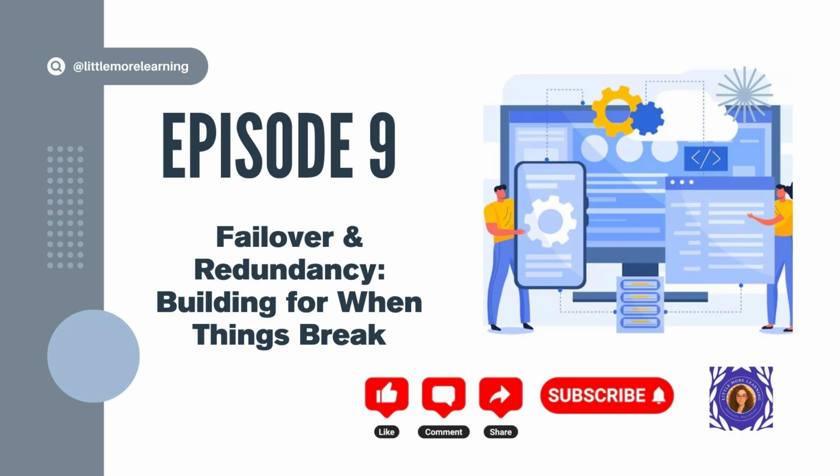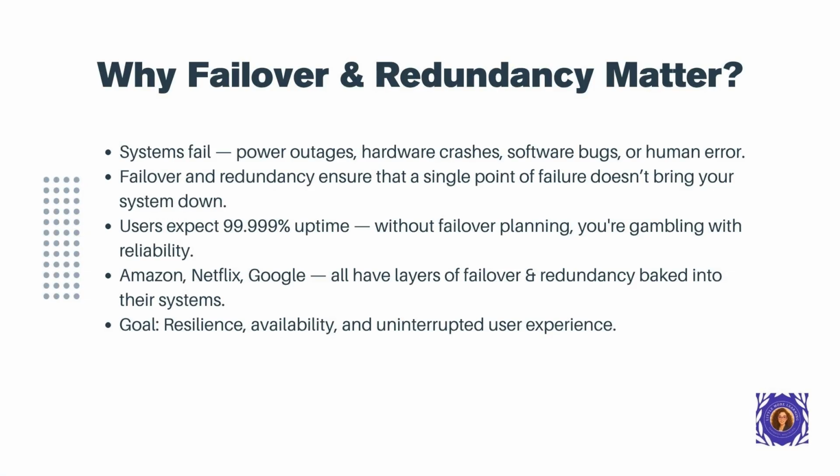Today's crucial topic is failover and redundancy, building for when things break. In the real world of computing, failures are not exceptions. They are inevitable. Whether it's a power outage, a hardware crash, a subtle software bug, or even simple human error, systems will eventually break. Failover and redundancy are the foundational principles that ensure a single point of failure doesn't cascade into a total system collapse.